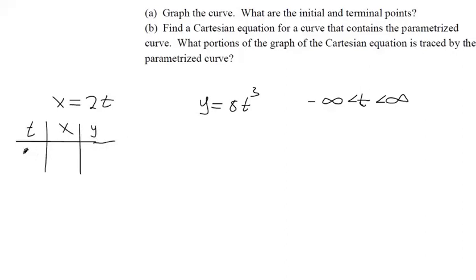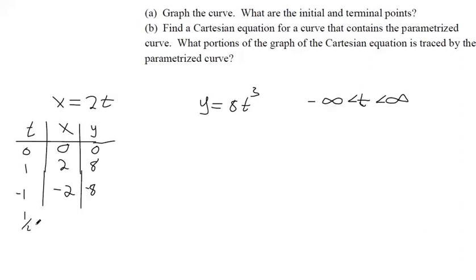Let's do the classic. If we plug in t equals 0, then x is 2 times 0, which is 0, and then y is 0. If we plug in t equals 1, then x equals 2 and y equals 8. And if we plug in t equals -1, then x is -2, and y is -1 to the third, which is -1, times 8, so y is -8. So we got some points that are forming a graph.